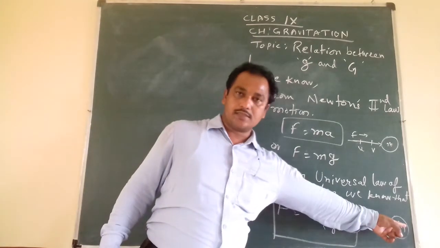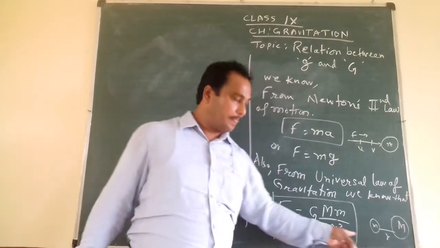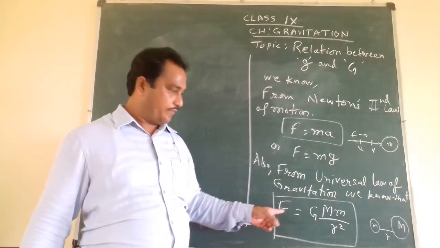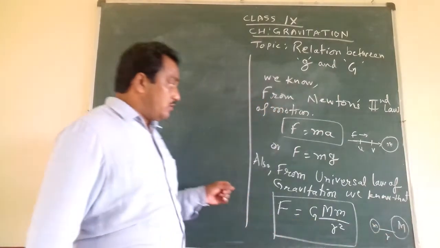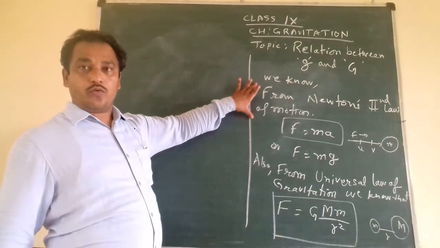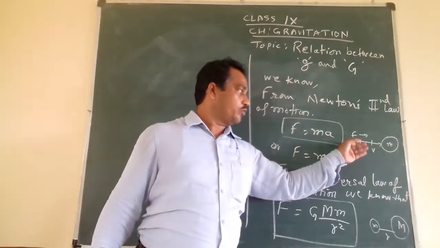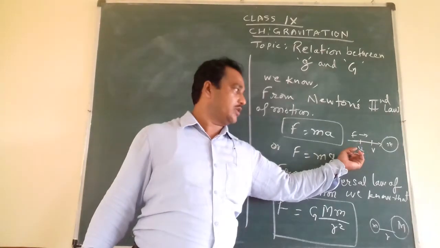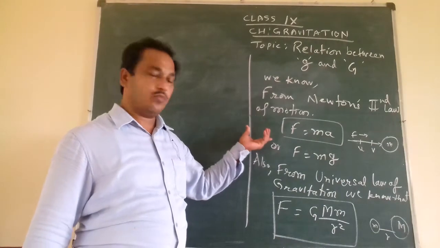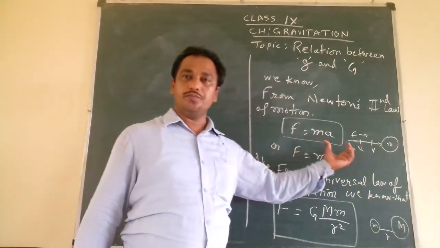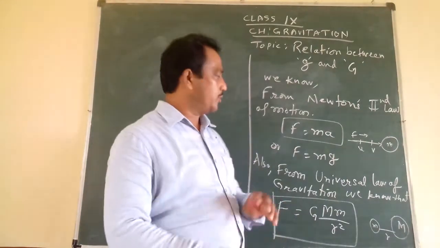So two objects whose masses are m1 m2, or capital M small m, are pulling each other with the force given by this F, and r is the distance between them. Also you are aware of the force on any object whose mass is m, whose initial velocity is u, and v is the final velocity. And from Newton's second law of motion you are aware that F is equal to ma, where force is directly proportional to the rate of change of momentum.